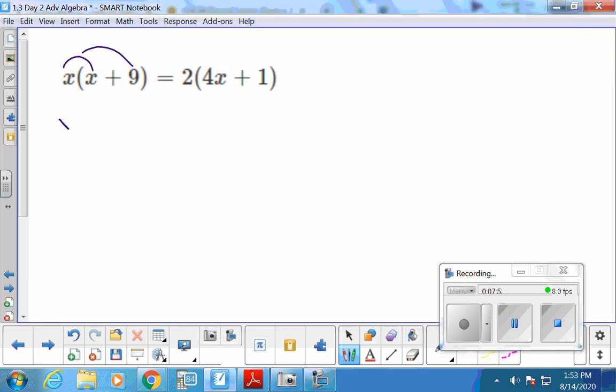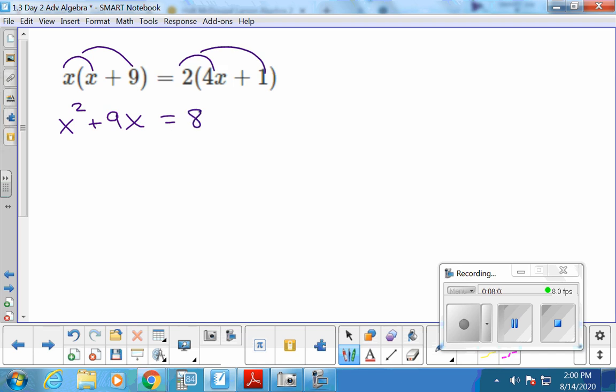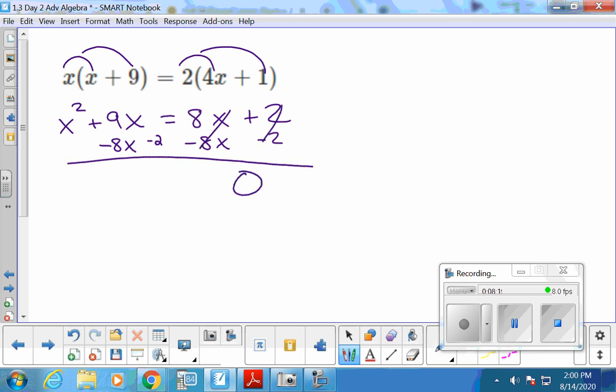Let's distribute this x. It'll be x squared plus 9x. All right, on the right-hand side, we'll do the same thing and distribute this too. So 8x plus 2. Now our next game plan is, of course, getting everything set equal to 0. I love this positive x squared on my left, so I'm going to get all my other terms brought over to that left side. The right side will be gone, so my 0 will be on my right side. And then we're just finishing off with the old-fashioned factoring technique.